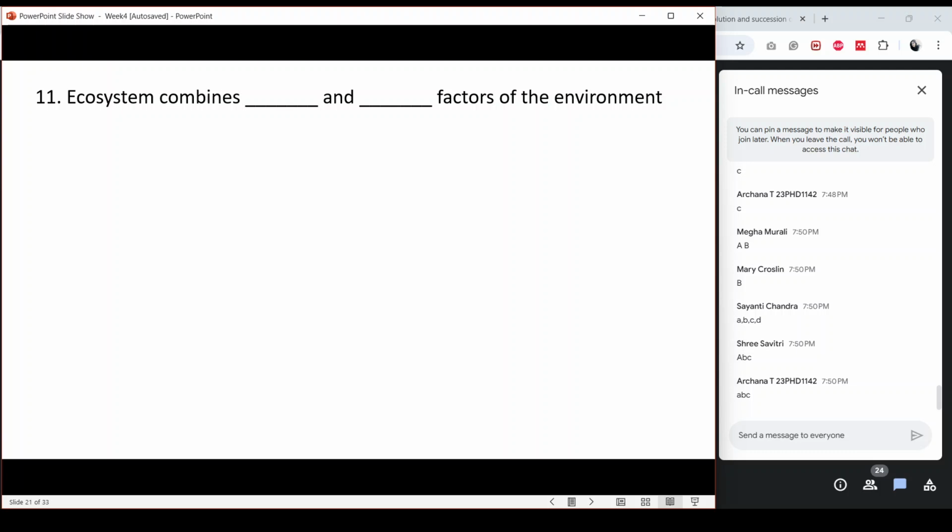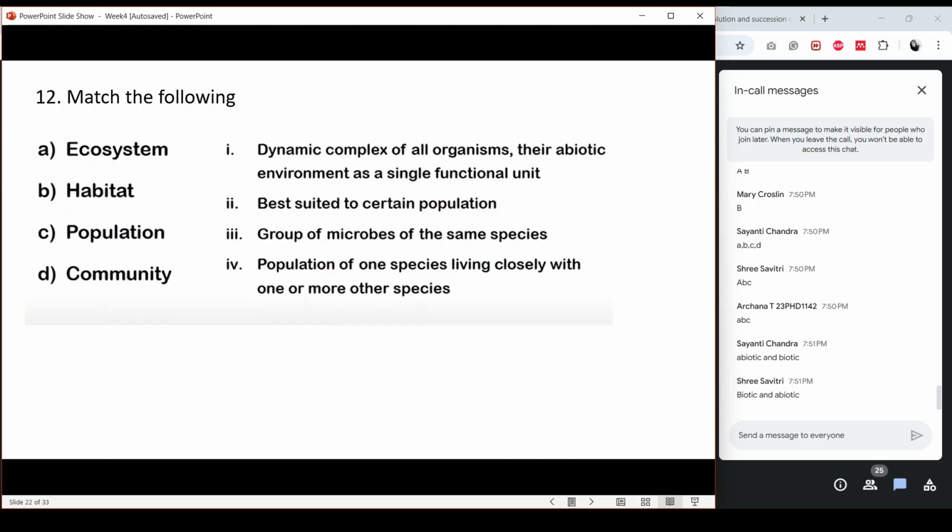So this is a fill in the blanks kind of question without any options, very simple. Ecosystem combines dash and dash factors of the environment. What can be the answer? Yes, correct. Biotic and abiotic.